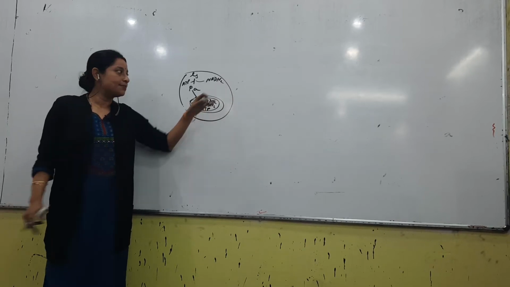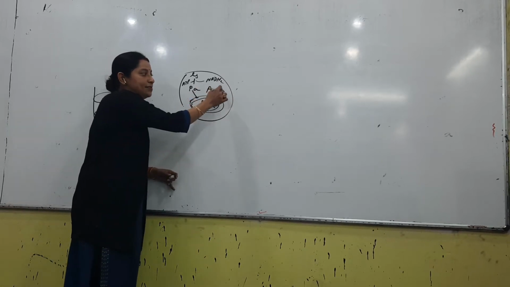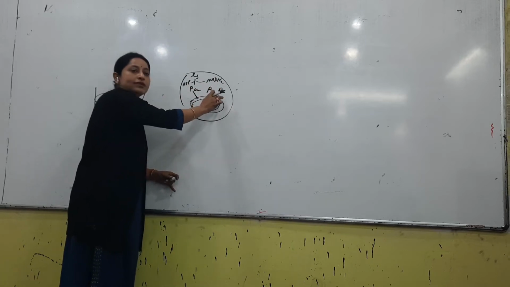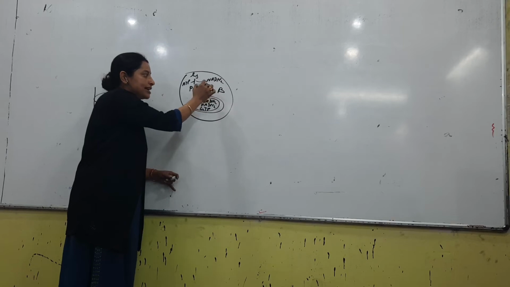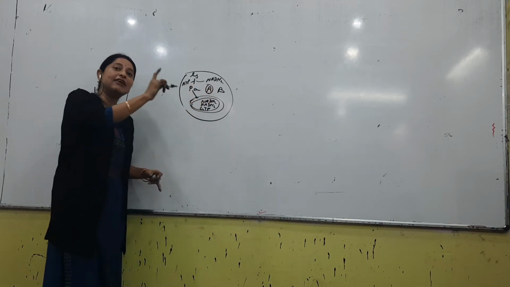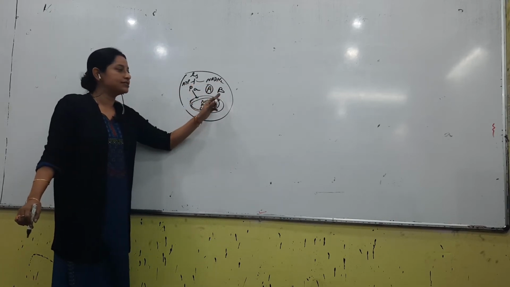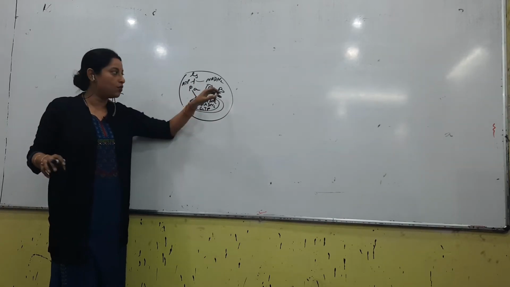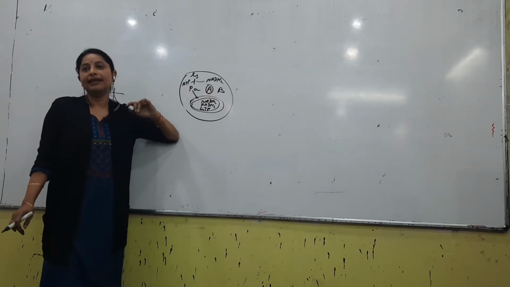Suppose we have A as a carrier and B as a carrier. Which carrier, we will discuss. Suppose in the cell we have two carriers. If the electrons and protons are carried by A, then we'll have 38. If the electrons and protons are carried by B, then we'll have 36. Just understand it simply. What A and B are, we'll discuss later.